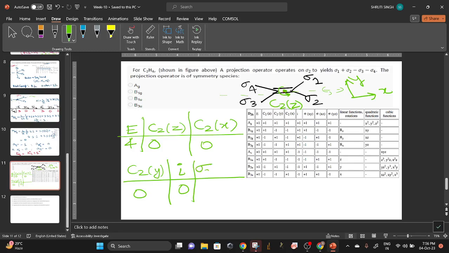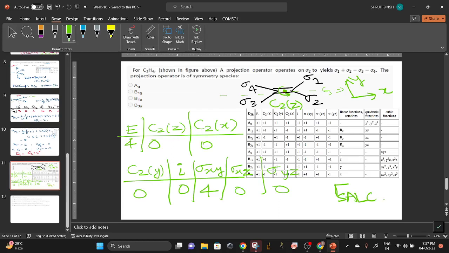Then sigma XY. Sigma XY is this plane, the molecular plane, so the character is 4. Then sigma XZ, 0. And lastly sigma YZ, also 0. So this is the reducible representation tau SALC.